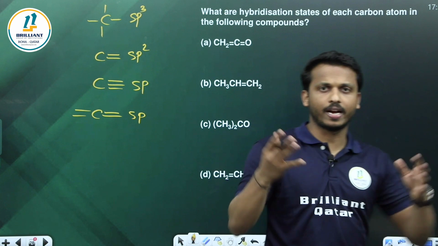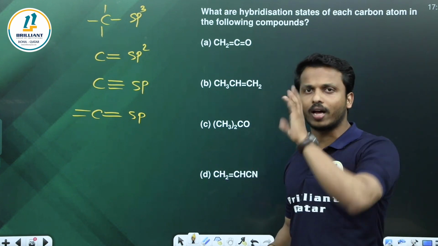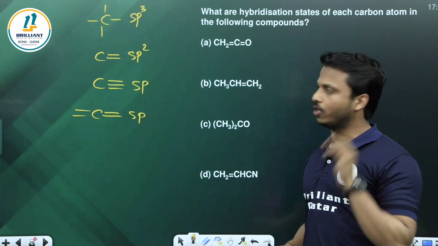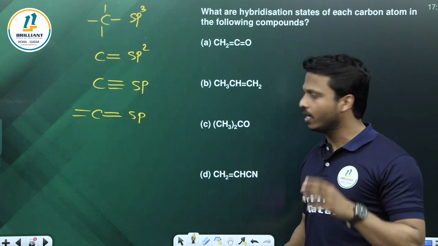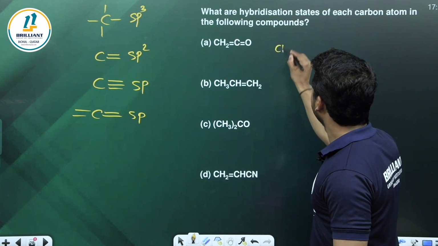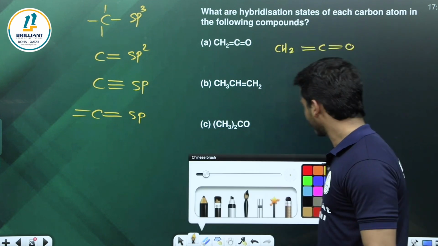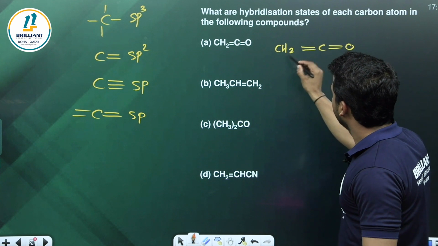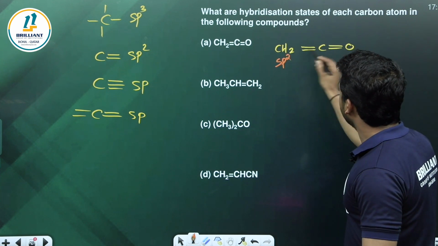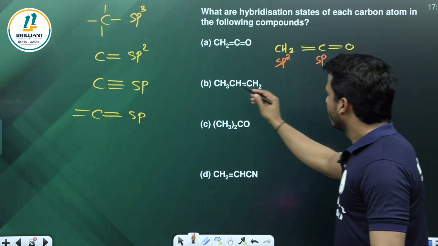Now we can directly go for that. If the carbon is all single bond connected, sp3. One double bond only, sp2. One triple bond means sp. If double bonds on both sides, that is also sp. Let's check it. This is CH2 double bond C double bond O, C. This carbon has one double bond connection, therefore it is sp2. This carbon has double bonds on both sides, therefore it is sp. Alright. What about this carbon?